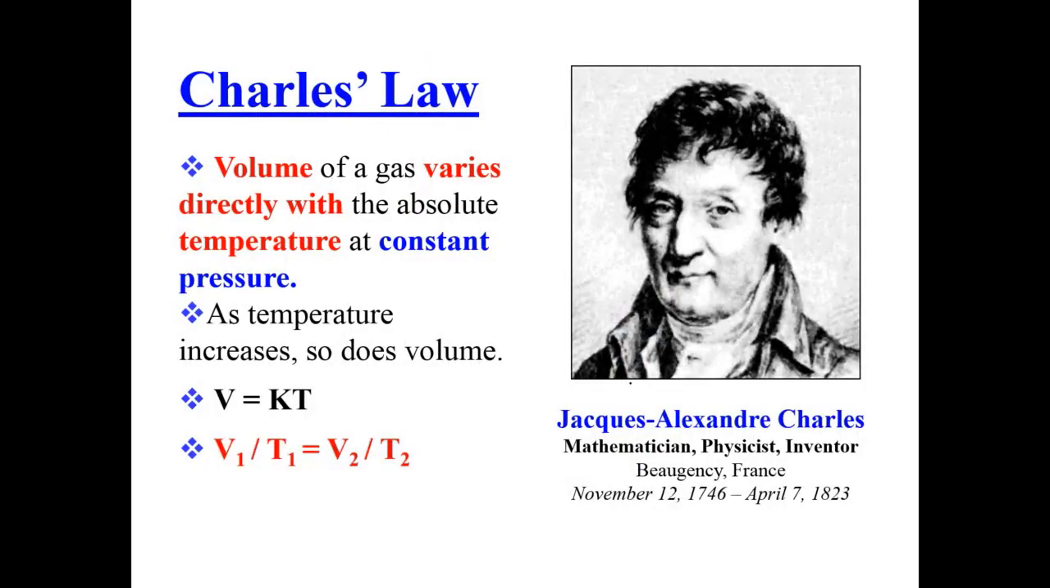And then we have Monsieur Jacques Alexandre Charles, physicist and inventor, who came up with Charles' law. With the advent of this law, we got: volume of a gas varies directly with the absolute temperature at constant pressure. In fact, it was through these experiments that you discover what the absolute temperature actually is, because it wasn't really known that there was a minimum temperature. But as temperature increases, so does volume.